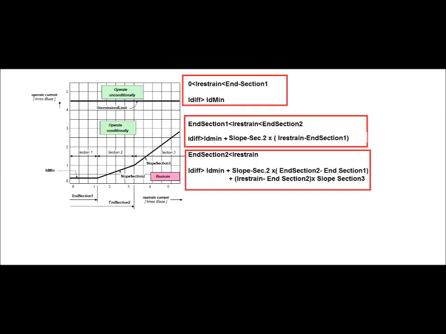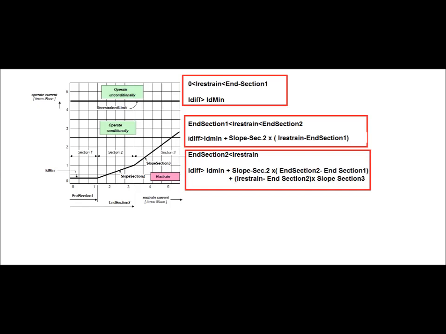Now in the first boundary, that is for 0 less than I restrain less than end section 1, I differential must be greater than ID minimum. And ID minimum is the initial value of the differential current. It is given for tap mismatch. Due to tap mismatch, there exists some amount of differential current, and also due to CT mismatch, this amount of differential current exists.